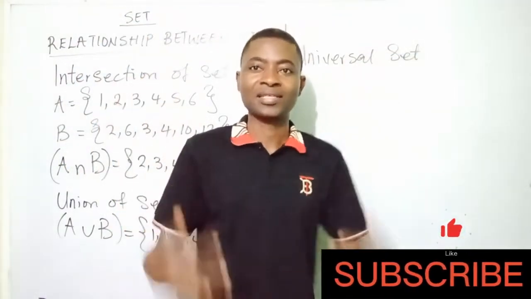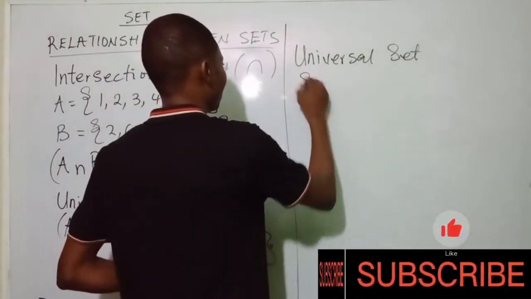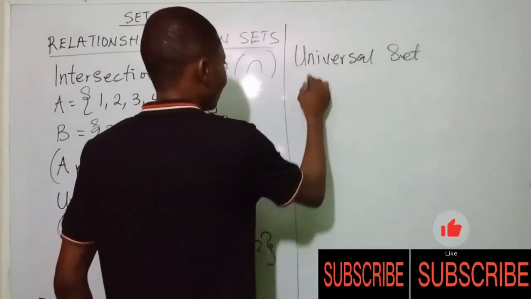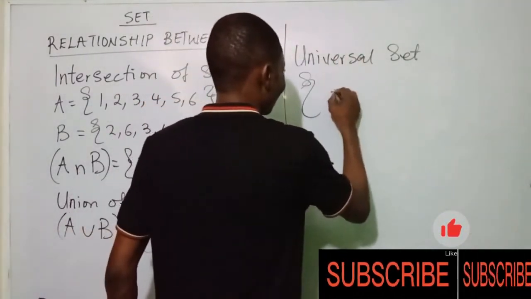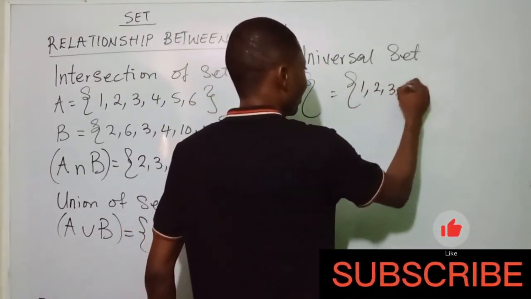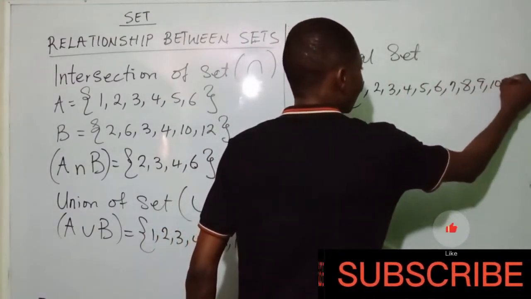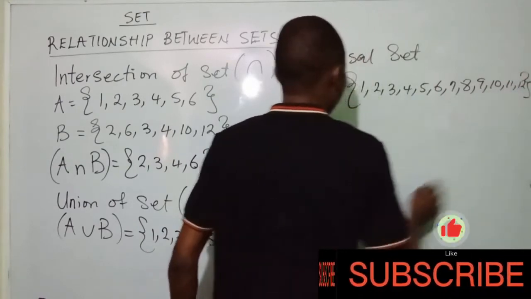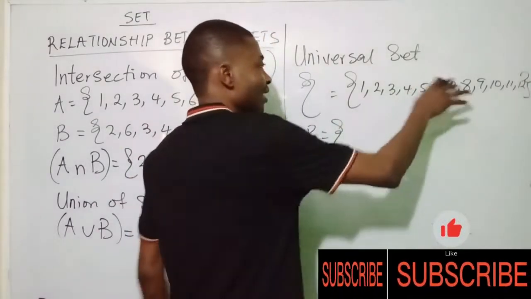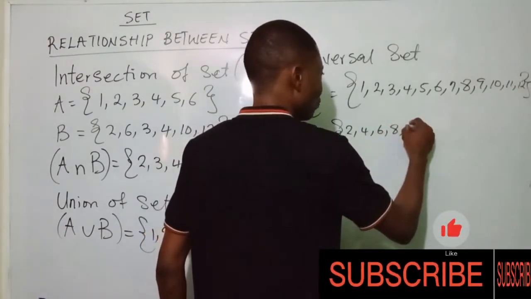Now, for instance, let's say we have a set like this, which I'm going to use to indicate a universal set: 1, 2, 3, 4, 5, 6, 7, 8, 9, 10, 11, and 12. Now I have a set P, the set of even numbers less than 10. We have 2, 4, 6, 8.